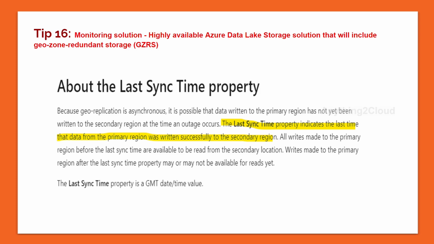Writes made to the primary region after the last sync time property may or may not be available for reads. So for a high availability monitoring solution, we should use the last sync time property, because this tells you when the last replication was done to the secondary.